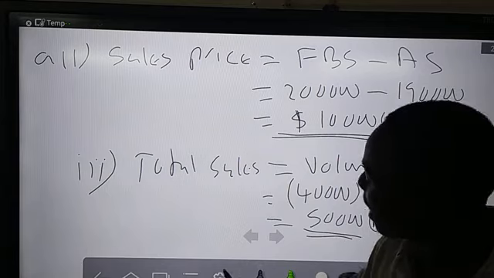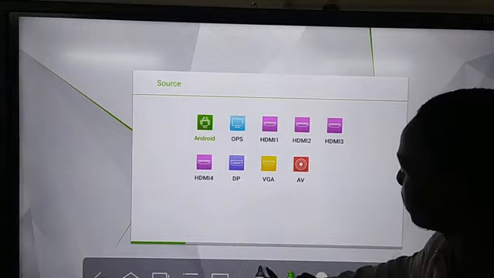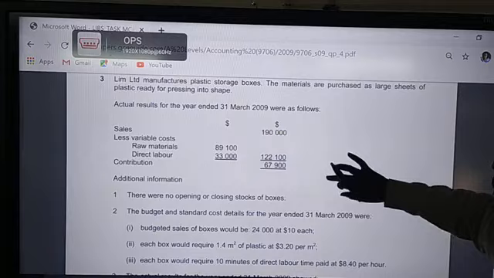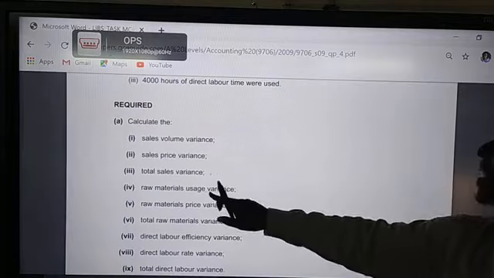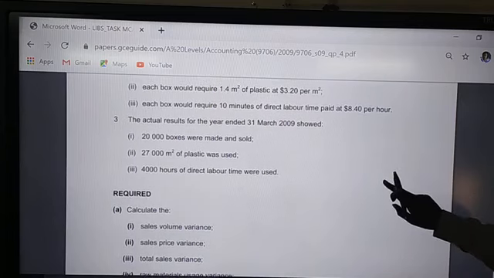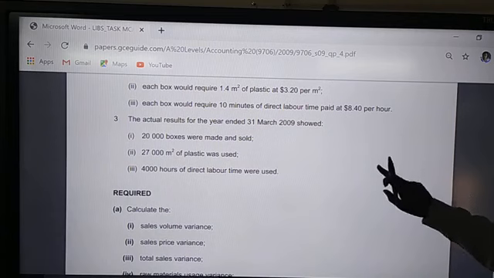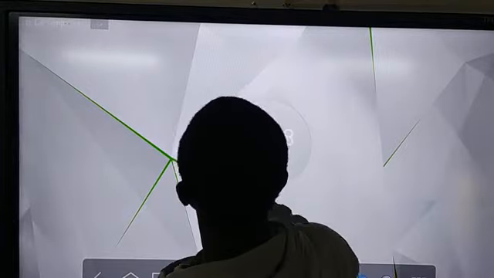Let's first open a new page and go back to the question. The next part of the question is that they want us to calculate the raw material usage variance. When we are dealing with usage, the formula is standard quantity minus actual quantity. Let's write the formula.